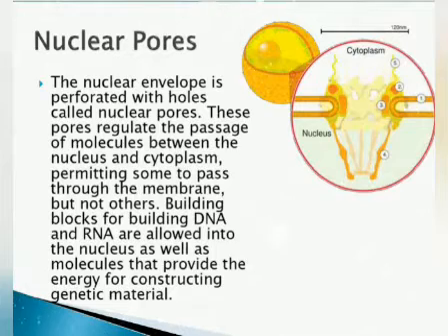First one, nuclear pores. The nuclear envelope is perforated with holes called nuclear pores. Here perforated is nothing but made. These pores regulate the passage of molecules between the nucleus and cytoplasm, permitting some to pass through the membrane but not others. Building blocks for building DNA and RNA are allowed into the nucleus as well as molecules that provide the energy for constructing genetic material.